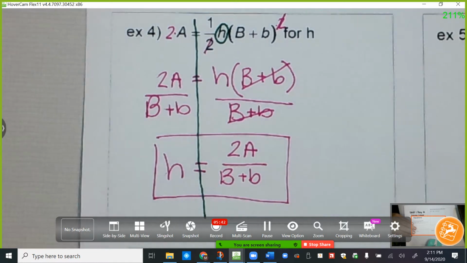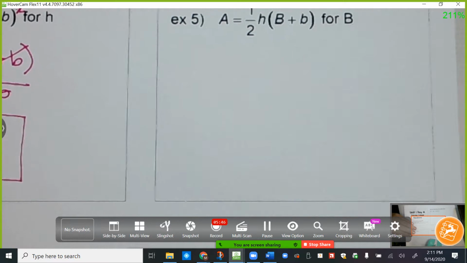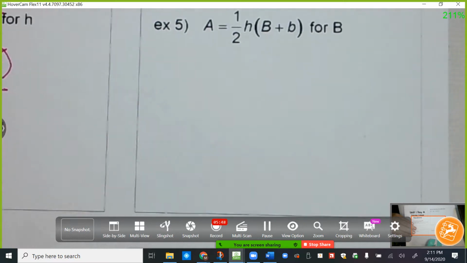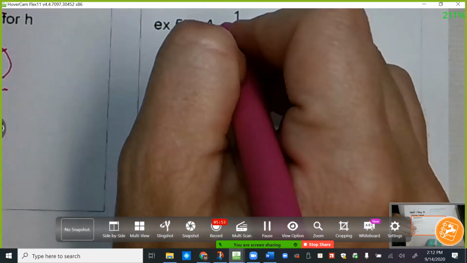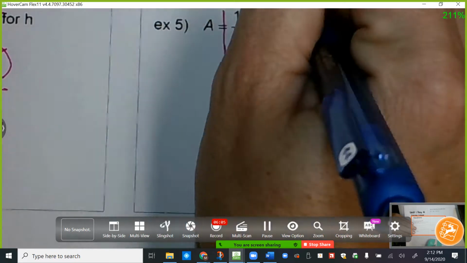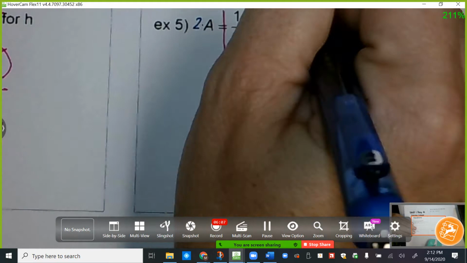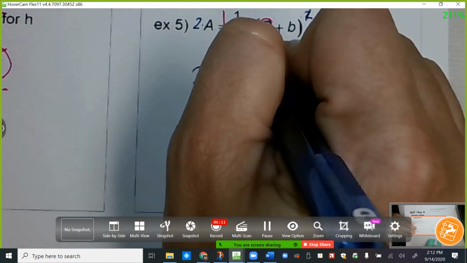Okay, so I realize this is the exact same problem, but I'm solving for a different letter. What am I solving for this time? B. So what am I going to do first? We need to get rid of the fraction. How do we do that? Multiply by 2. This cancels that, and I get 2a equals h times b plus b.